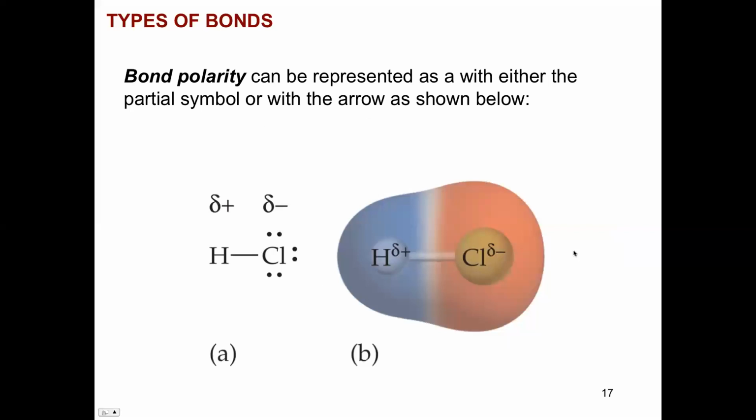Okay, but overall, this molecule is neutral, all right? Because these things essentially cancel themselves out. But if you look at the distribution of electrons over the molecule, you can see that one side is more negative and the other side is more positive, and that's going to affect its molecular chemistry, all right? Okay.